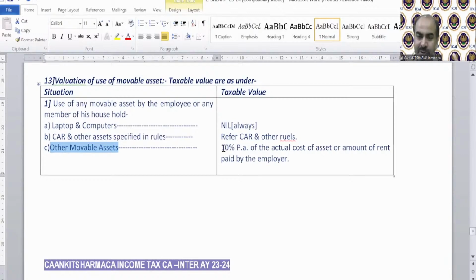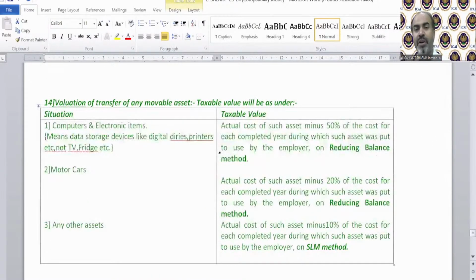Technically for a car the same provision, for furniture the same provision, and now for any other asset the same provision is here: 10% per annum of the actual cost of the asset or the amount of rent paid by the employer. The same provision we already discussed in furniture and in car perquisite, and again it is the same for everyone. So we can say that in case of movable assets, if it is a laptop or computer, the taxable value is nil. And for any other movable asset, the provisions are the same: 10% per annum of the actual cost of the asset or rent paid by the employer, as the case may be.